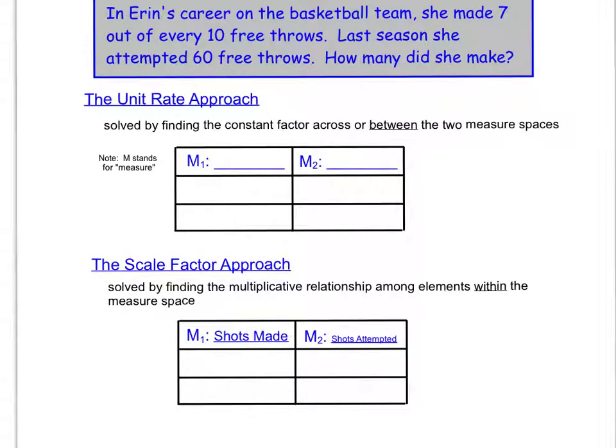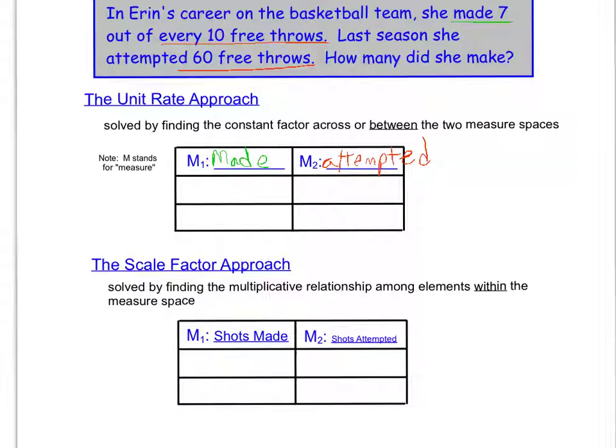Okay, so a good way to learn about solving proportions is to give a real life example. So here we have Erin's career on the basketball team. In that career, she made 7 out of 10 free throws. Okay, so we have a ratio right here, 7 out of 10. And last season, she attempted 60 free throws. So assuming that she keeps on the same pace, how many did she make?